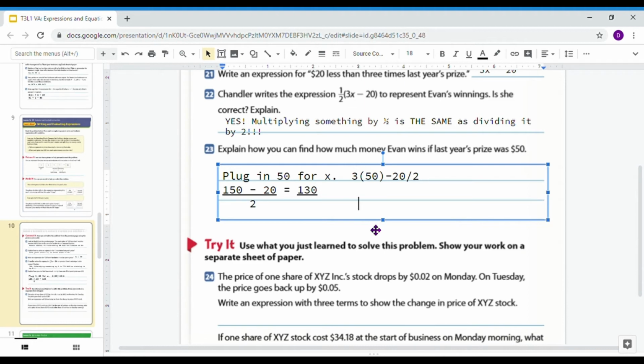I'm sorry if you're following along and wondering what the heck she is doing. I probably should have just drawn this on the board. 150 minus 20 is 130, and then we're still over 2, and 130 divided by 2 is 65. So we've got $65 Evan is going to win.